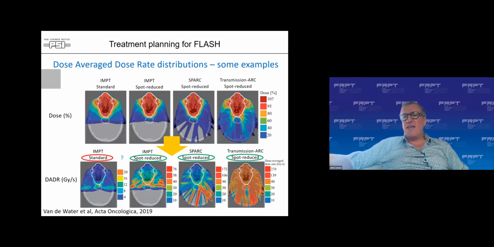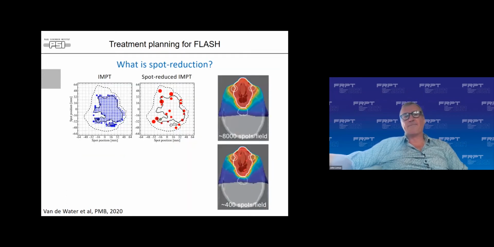So you see the 3 plans on the right, what we've done is spot reduction. And in fact, this is a technique, again, developed by Stephen van der Water during his PhD work in Rotterdam, which we've applied here. And this is just a method in the optimization to reduce the total number of pencil beams we need to deliver to get a clinical dose.